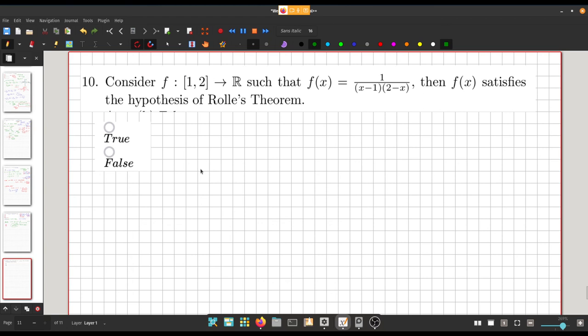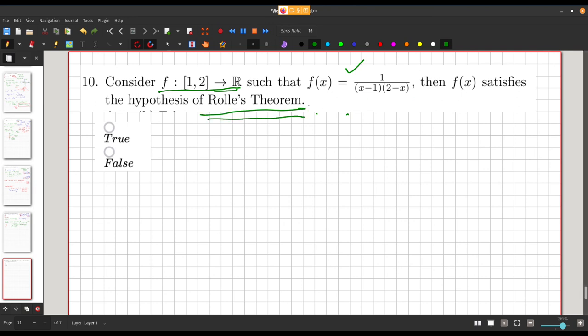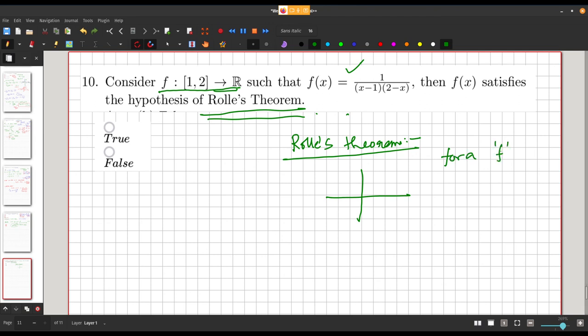The last problem is stating that for this function f(x) defined in this way, whether it satisfies Rolle's theorem or not. So what is Rolle's theorem? It says that for a function f which is continuous, if at two different points a and b the values f(a) and f(b) are equal, then for a point in between a, b there will be a stationary point.